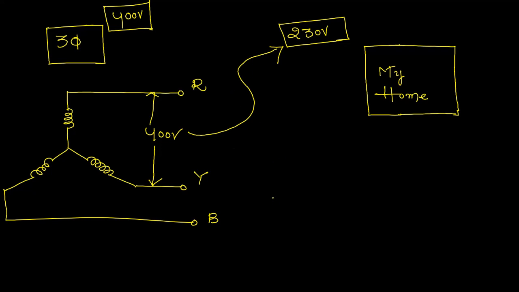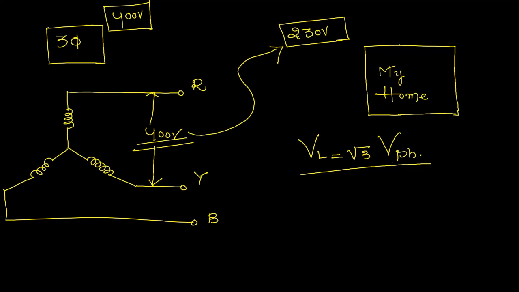Then how is it possible? It is possible by using the relation that line voltage is equal to root 3 times the phase voltage. For example, the voltage between the R phase and the Y phase is the line voltage. The voltage between the R line and Y line is 400, and we have the relation that line voltage is equal to root 3 times the phase voltage.